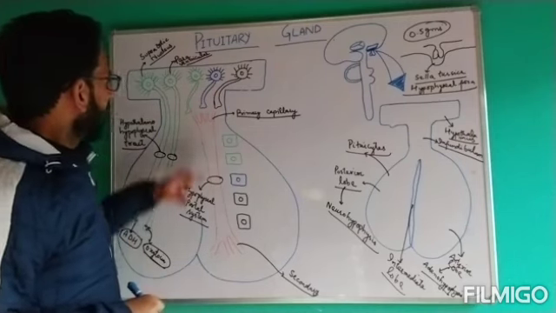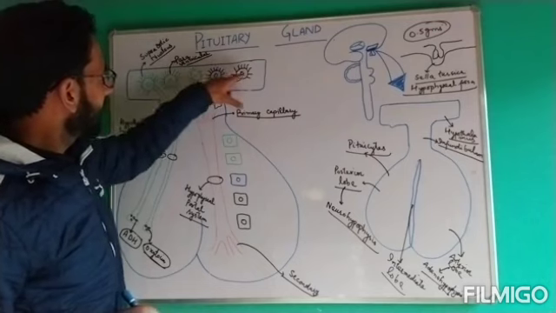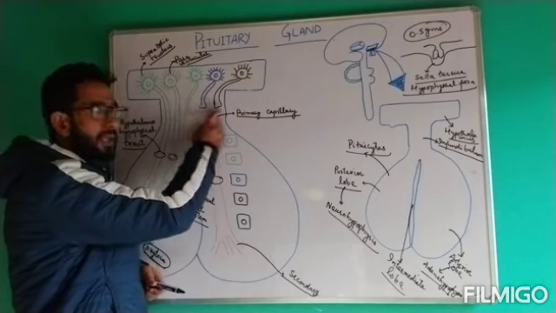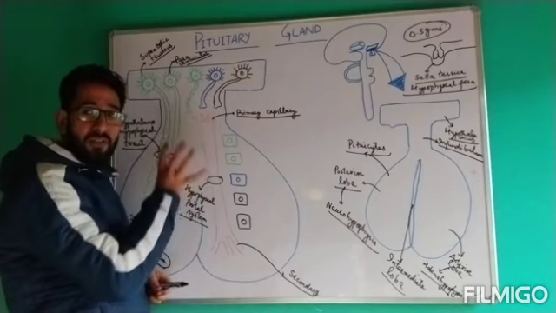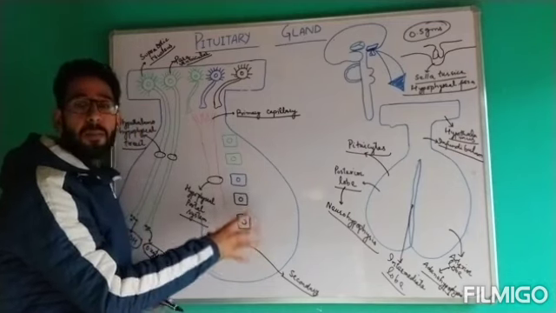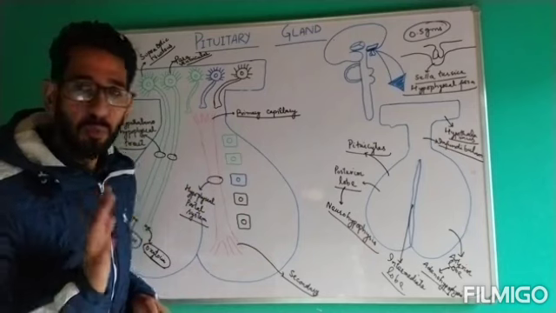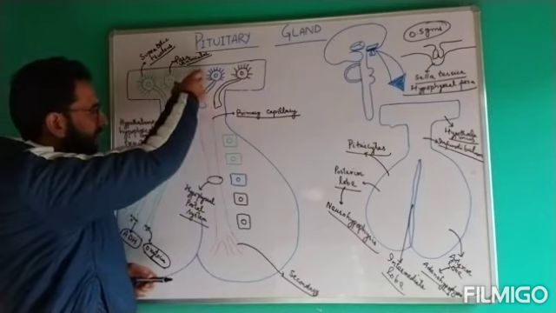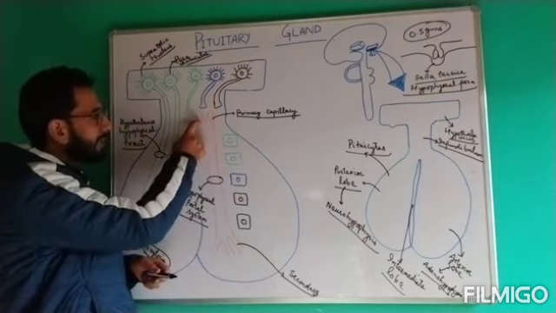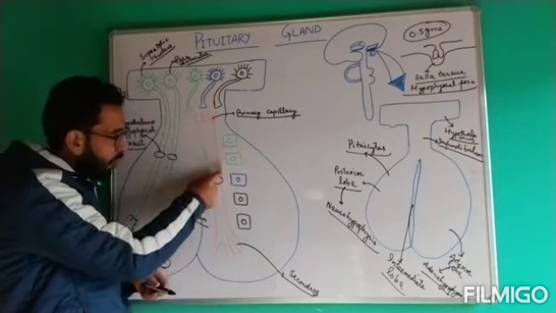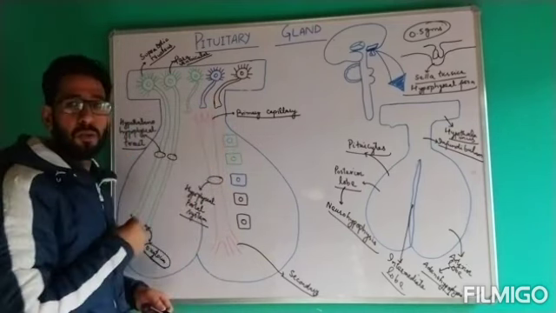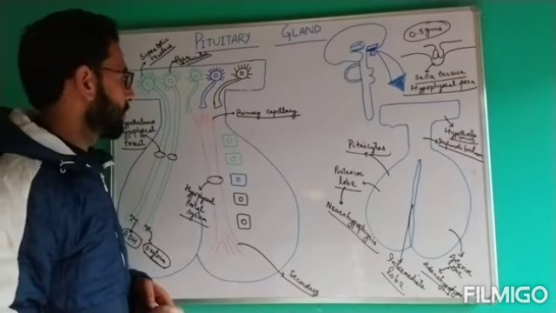Then you can see these cell bodies have axons which come down up to the infundibulum, because now we have to talk about the anterior pituitary gland, and the anterior pituitary is made up of glandular epithelium, not nervous tissue. So these axons do not need to come down into the anterior pituitary. They just have to release something in these capillaries so that what is released from here will be transported to the anterior lobe of the pituitary gland.